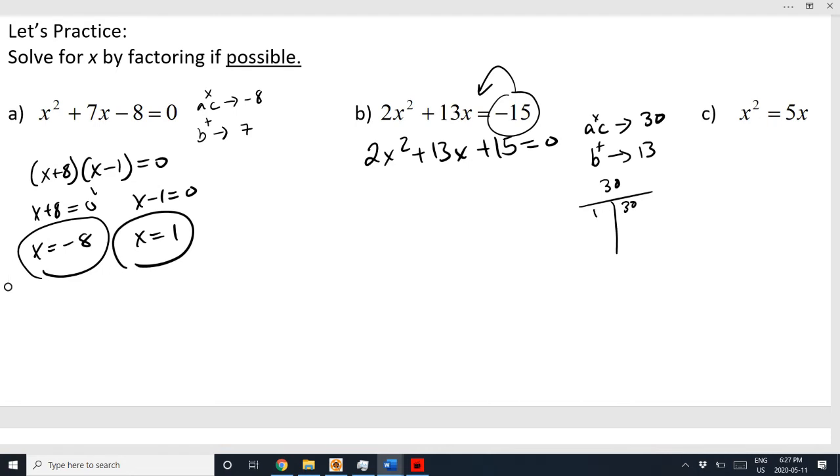So let's think of all the factors that multiply to 30. We have 1 and 30. We have 2 and 15. We have 3 and 10. We have, not 4, we have 5 and 6. And then we'd have 6 and 5, so they would repeat again. So do any of these add up to 13? Right over here, 3 and 10. So now we can do our decomposition. If you guys remember that, we're going to put the 10x here and the 3x here.